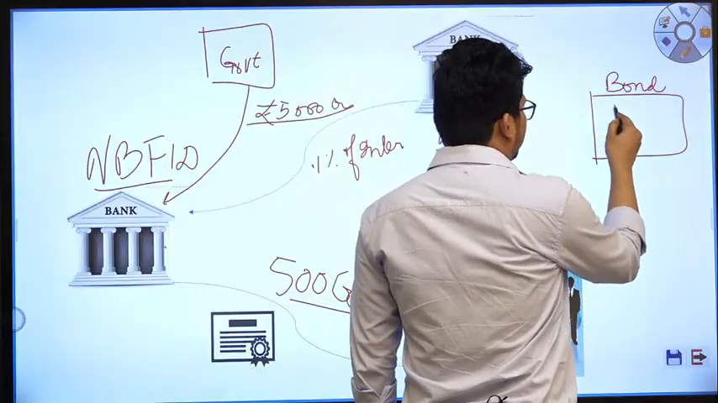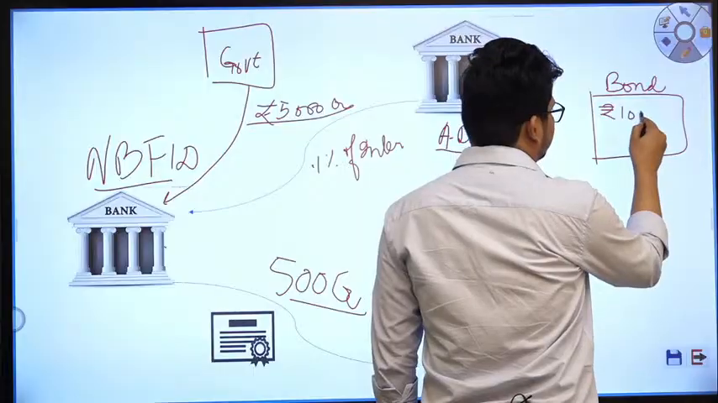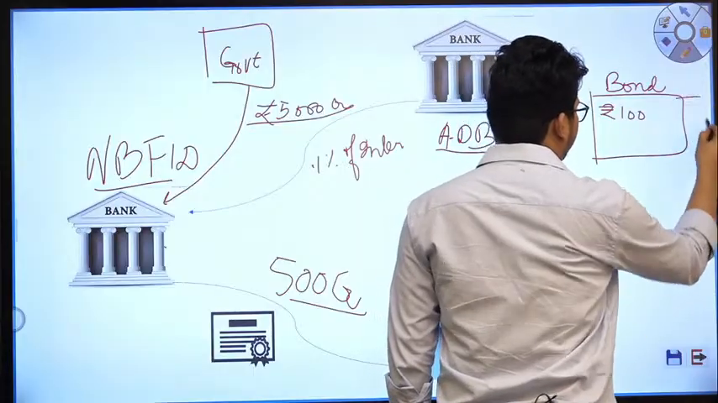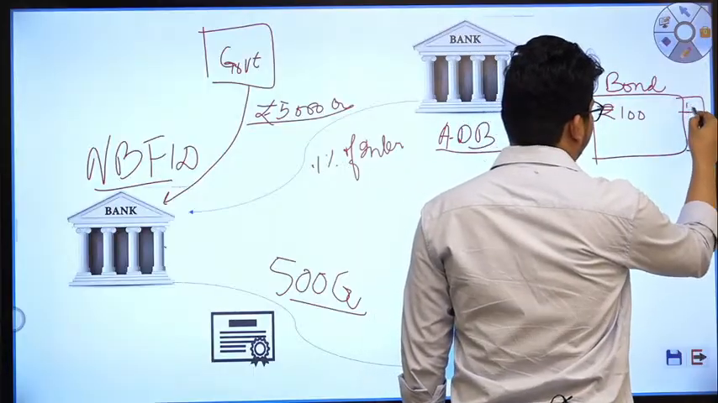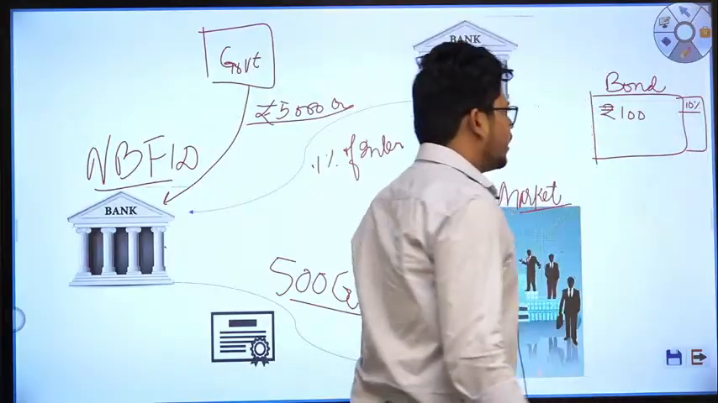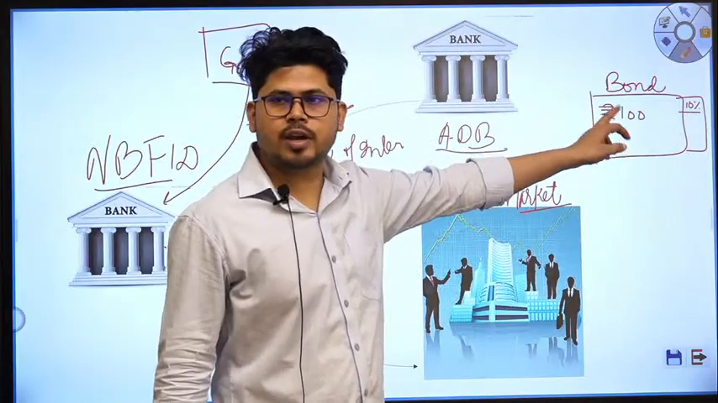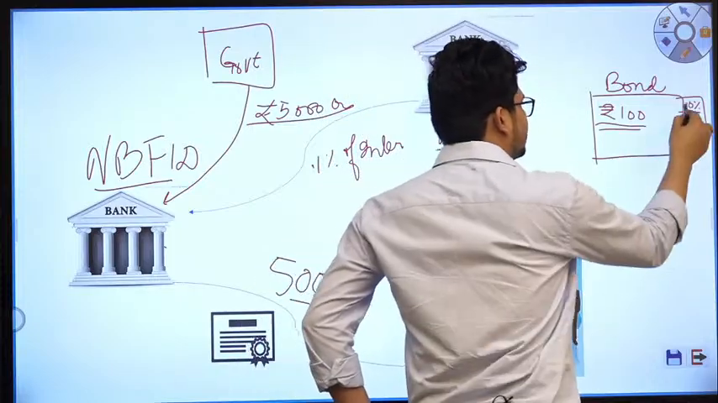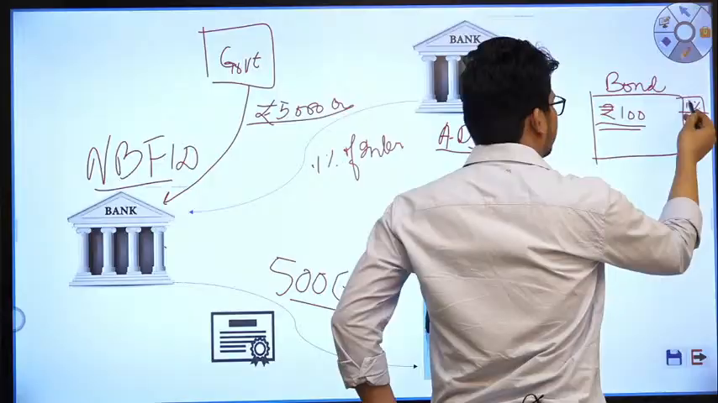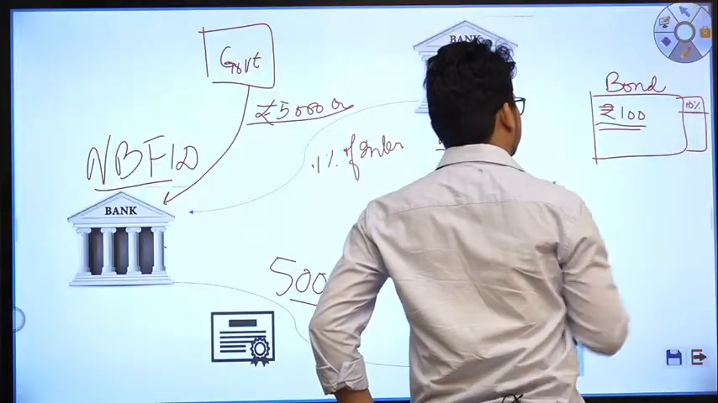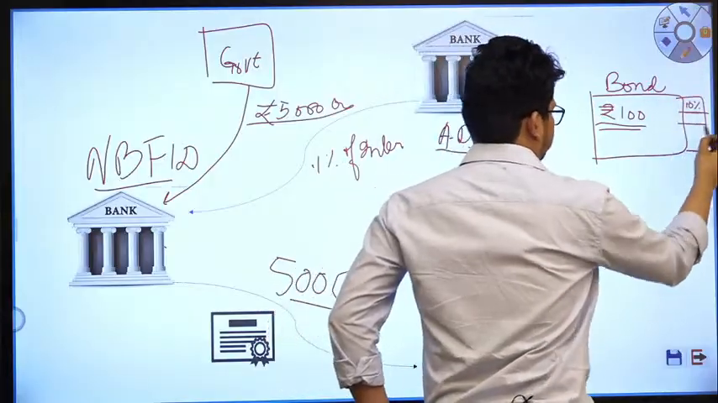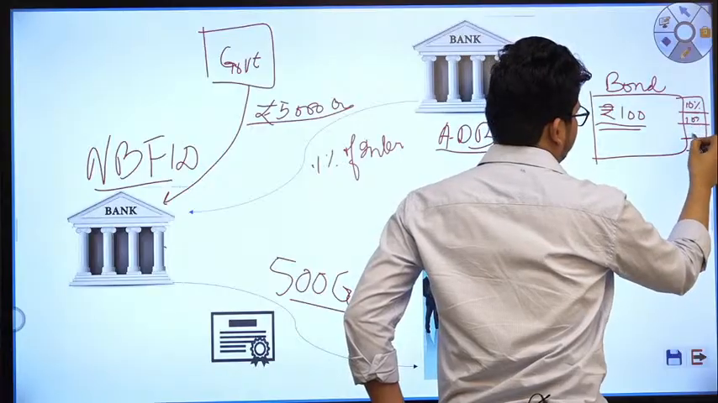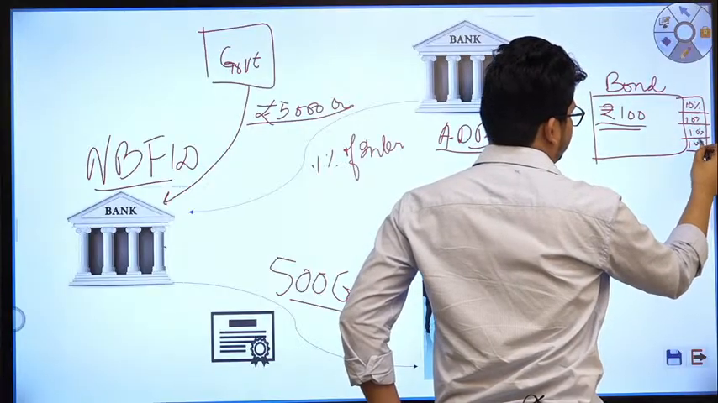For example, for a bond of rupees 100, it will pay an interest of 10%. Now that interest is charged upon the face value. This is face value, and this is interest rate. 10% is too high, but for example, 10% is the interest rate.